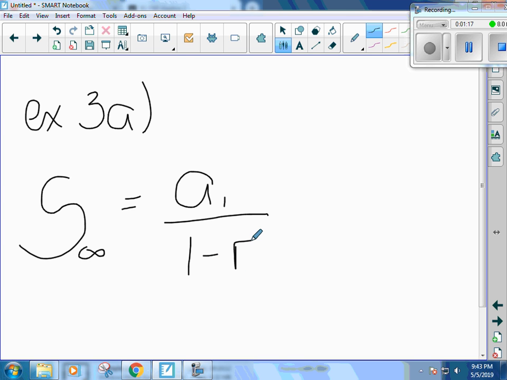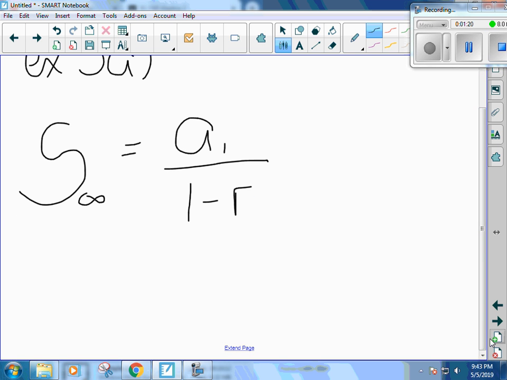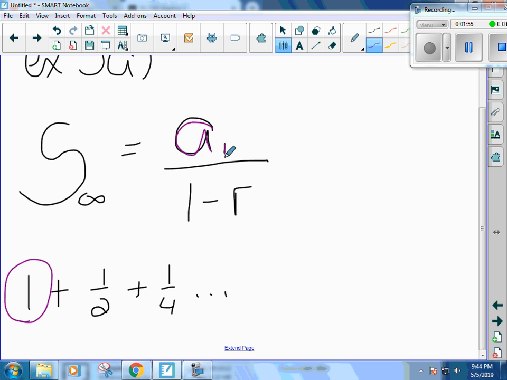Okay, so let's just do a couple examples here for this one. Letter A, we'll go 1 plus 1/2 plus 1/4. We did this in the last video for converging and diverging series. I already know my sum should come out to be 2. Let's plug it into our formula and find out. First term, a sub 1 is 1.